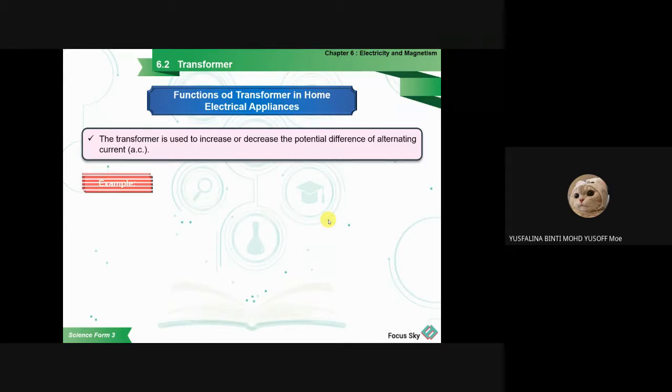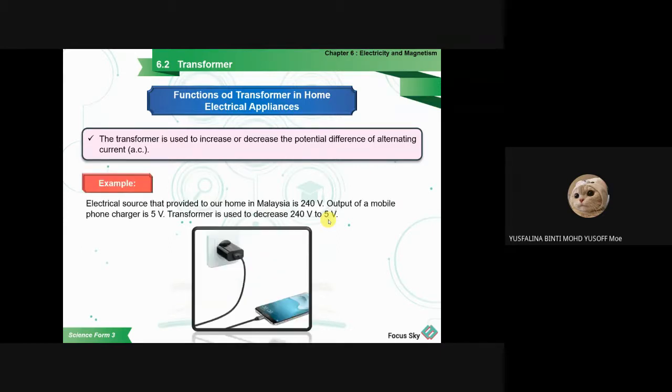So for example, the electrical source provided to our homes in Malaysia is 240 volt. The output of a mobile phone charger is 5 volt. So the transformer is used to decrease from 240 volt to 5 volt. Okay, so this is the function of the transformer.